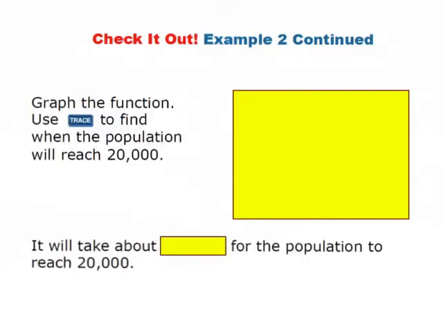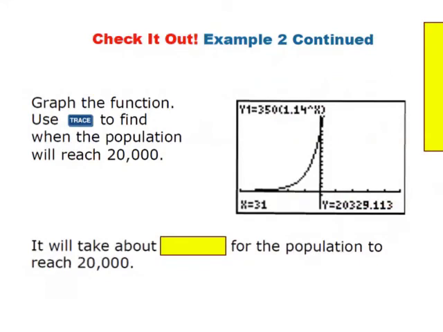Now, you graphed it, and using your device or your graphing calculator or your computer program, you can trace it and see just where it's going to reach a population of 20,000. Okay, so my graph looked like this. So I want to go up to where the population reaches 20,000, and notice it reaches about 20,000 after 31 years. So the way we're going to say that, it will take about 31 years for the population to reach 20,000.